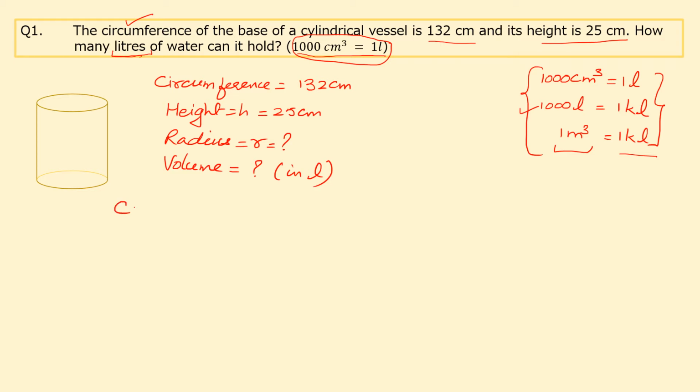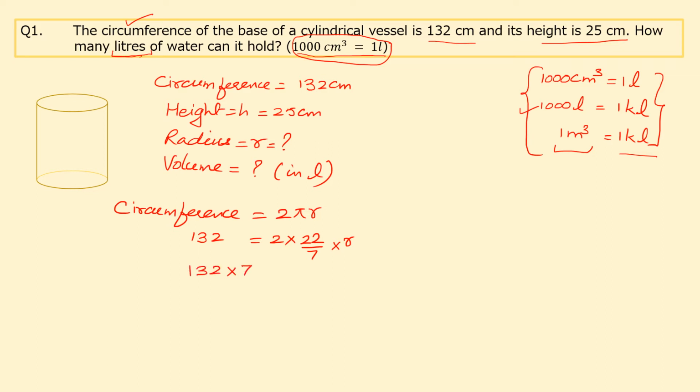So the formula for circumference of base of circle is always 2 pi r. Circumference is given as 132. This is equal to 2 into pi, which is 22 by 7, into r. Now please pause this video and find the radius. If the radius is known to us, height is known to us, we can easily find the volume. So please try to do it further yourself.